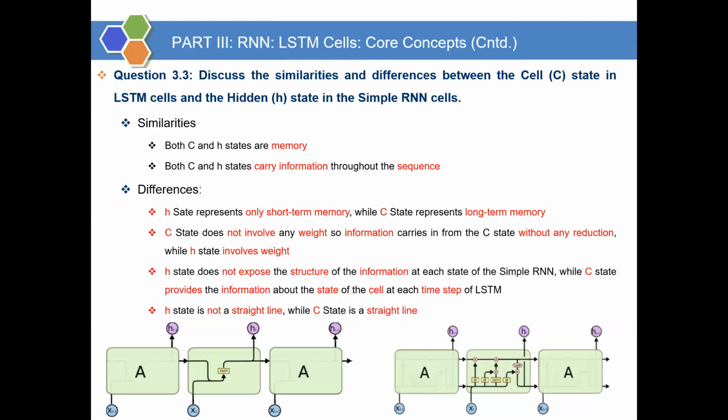The hidden state is not a straight line, while the cell state is a straight line. Hidden state does not expose the structure of the information at each state of the simple RNN, while cell state, as the component of LSTM neural network, provides us the information about the state of the cell at each time step.